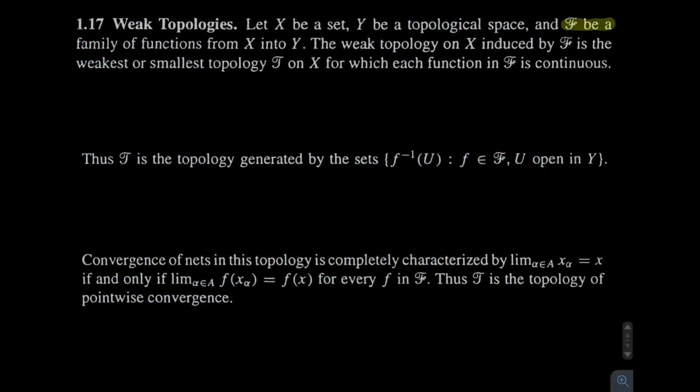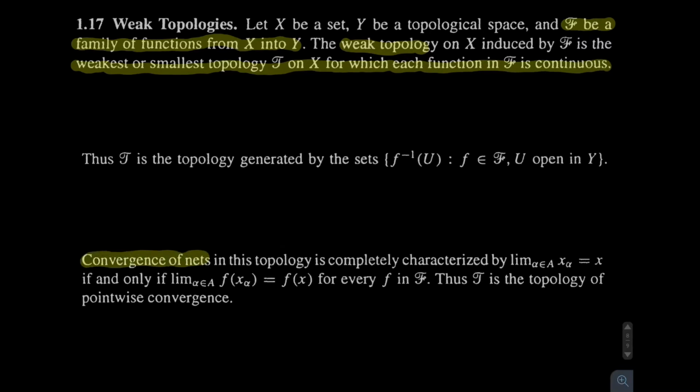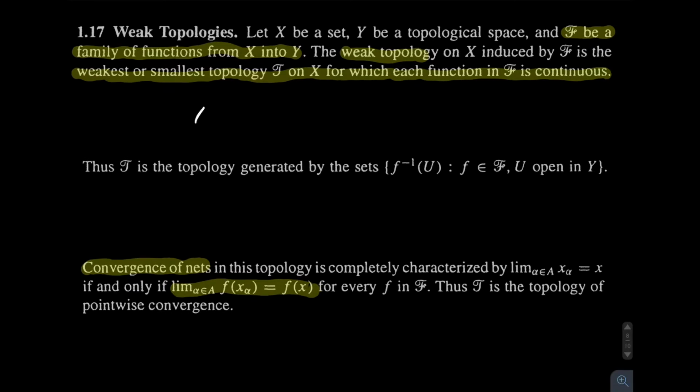So recall that the weak topology on X induced by a family of functions F is the weakest, or smallest, topology that makes each function continuous. Moreover, the convergence of nets in this topology is completely characterized by pointwise convergence. Keeping this in mind, we're going to take X to be the bounded operators on a Hilbert space and Y to be the complex numbers.